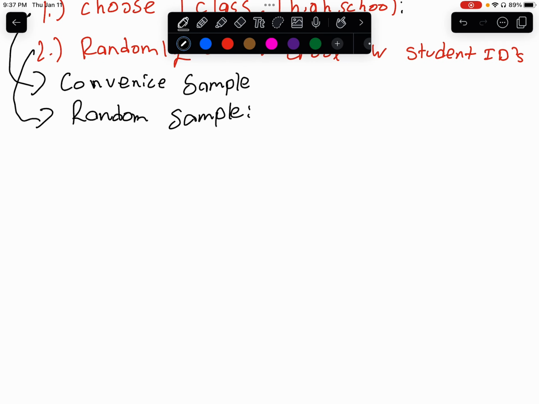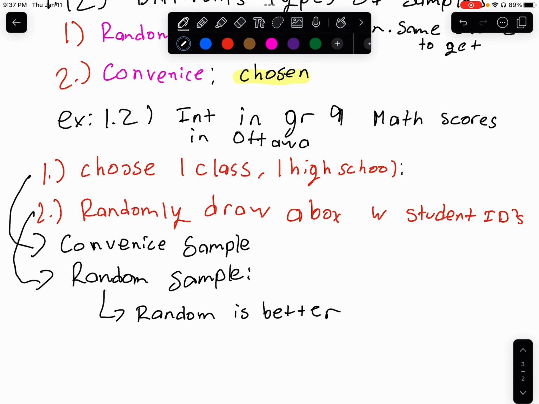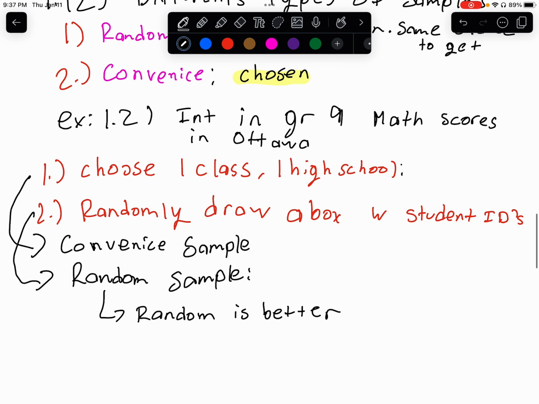The question is, which one is better? In this scenario, random sample is better. So random sample is better. This is because when we try to do a statistic, especially like this, so let's say we want to look at grade 9 math scores to see how grade 9s are performing in Ottawa. If we choose one class and one high school, we could be restricted in our data. But with a random sample, it's random and each person has a different chance to perform high or low.